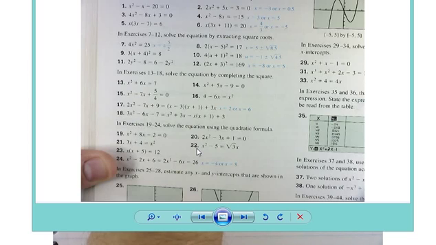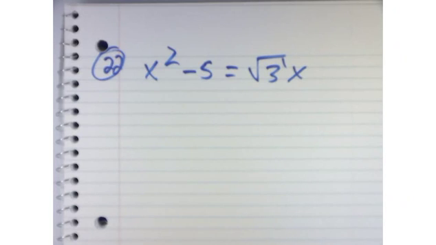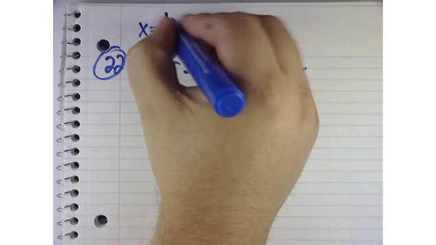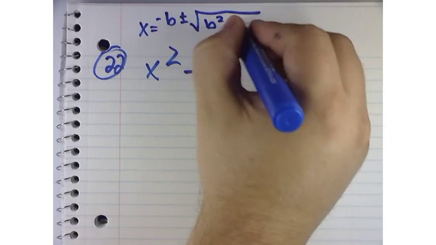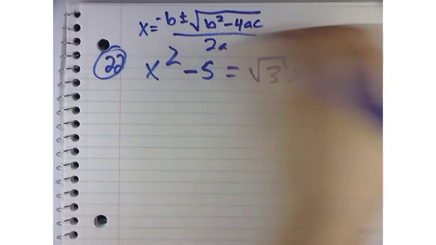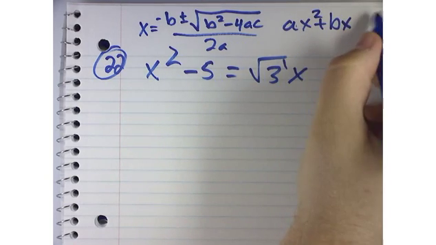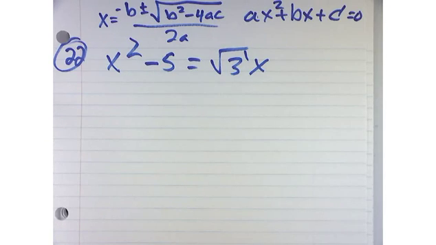So we've got problem number 22, and I've got x squared minus 5 is equal to the square root of 3 times x. Is that right? All right. So this is what we need to find out. Now, the only way I can use the quadratic equation, remember the quadratic equation is x equals negative b plus or minus the square root of b squared minus 4ac all over 2a. And that only works if I can make my equation look like ax squared plus bx plus c equals 0. So I've got some work to do.